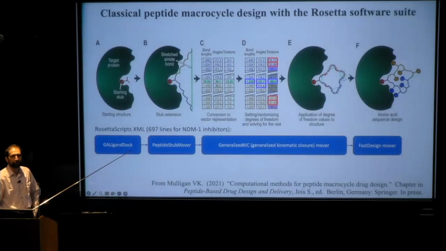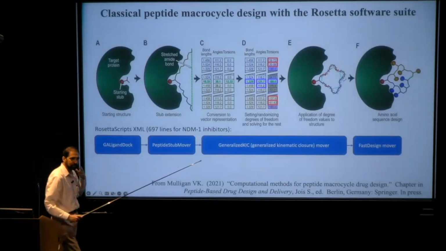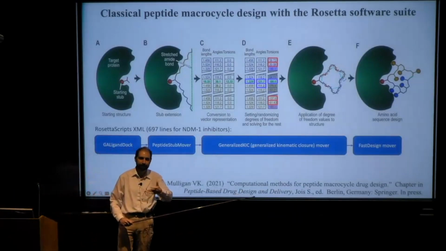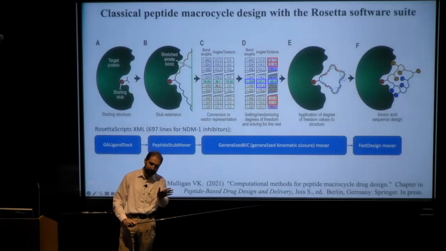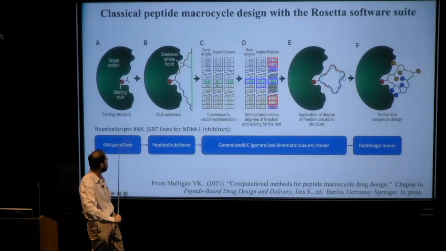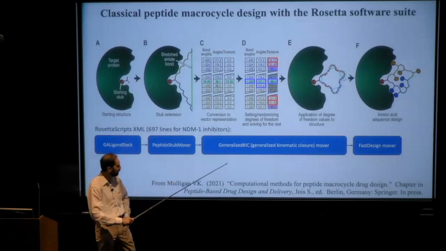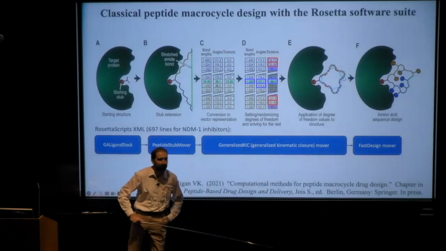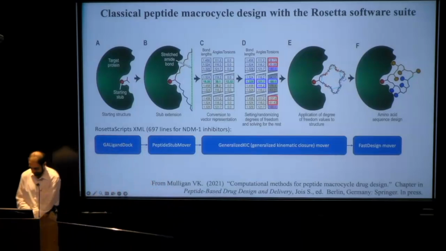In Rosetta Scripts, we have objects called movers that take a structure as input. We call structures poses. Take a pose as input, do something to it, and produce a pose as output. So we just chain together a docking mover, an extension mover, a kinematic closure mover, and a design mover.